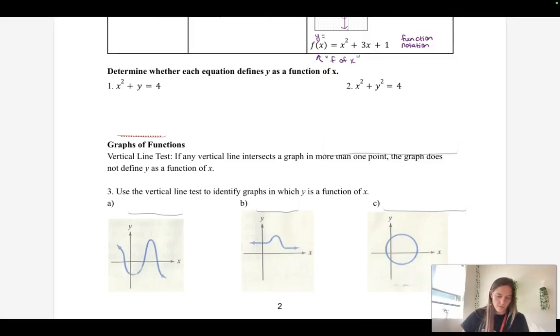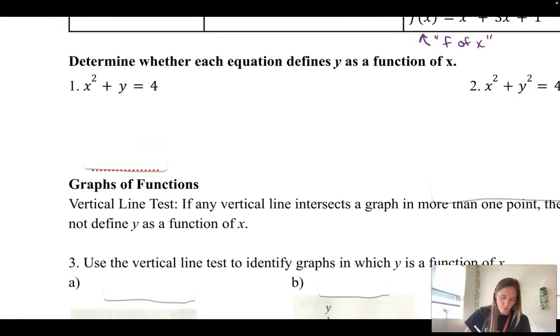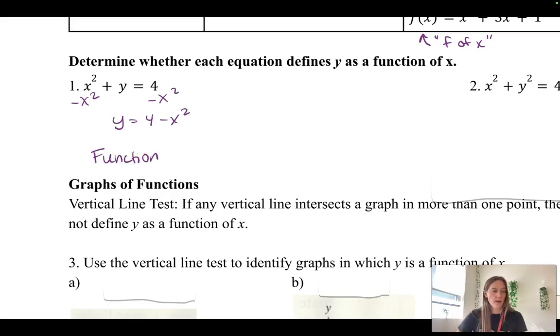So we're going to solve this example for y. So let's subtract over the x squared. So we get y equals 4 minus x squared. Now this is a function because for every x there's exactly one y. And I think it's easier to see an example to see a non-example.